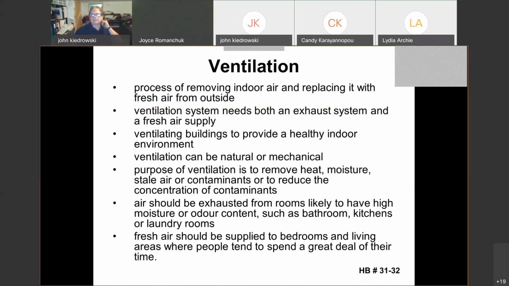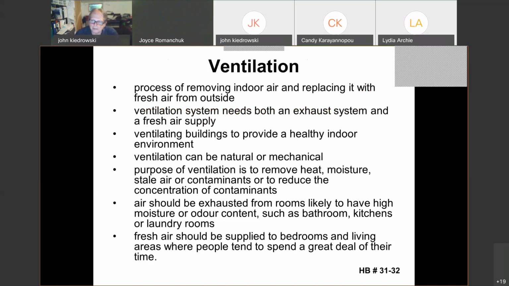So ventilation: removing the indoor air and replacing it with fresh outside air. For ventilation, we need both an exhaust and a fresh air supply, so we need piping or some type of ductwork. Ventilating buildings provides a healthy indoor environment, and ventilation can be either natural or mechanical.